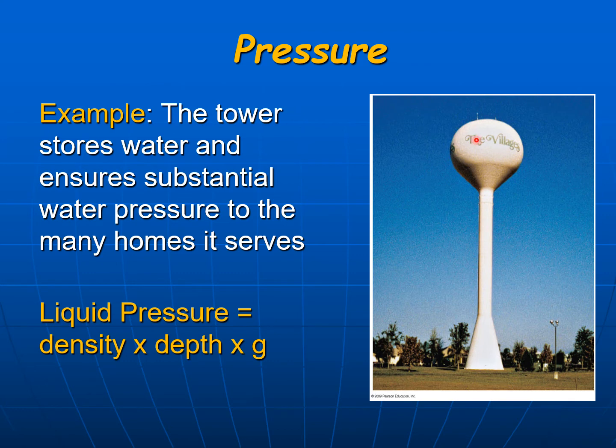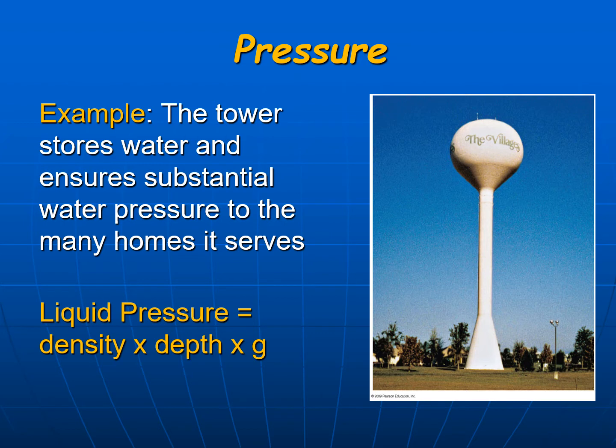This tower stores water. It's a high one, the depth is high, and gravity is constant. You know the density of water. So we will have substantial pressure at these locations. If we connect a pipe from here to a household nearby, there will be a difference in pressure between the tower and the home. This is high and this is low.